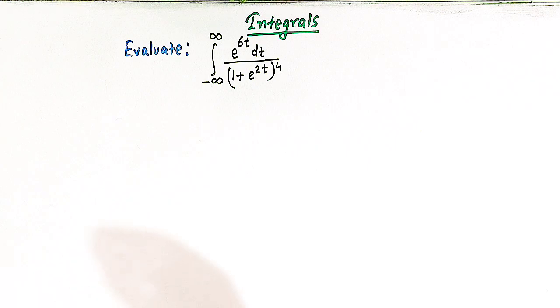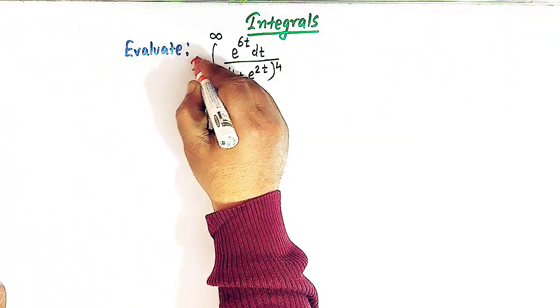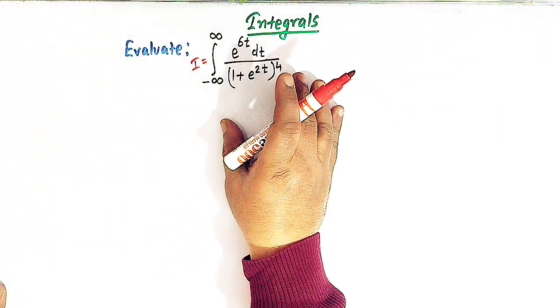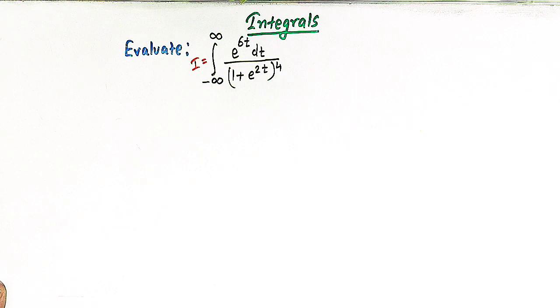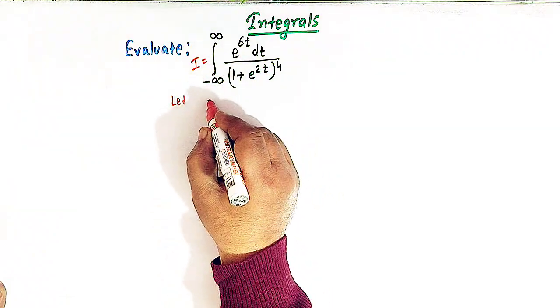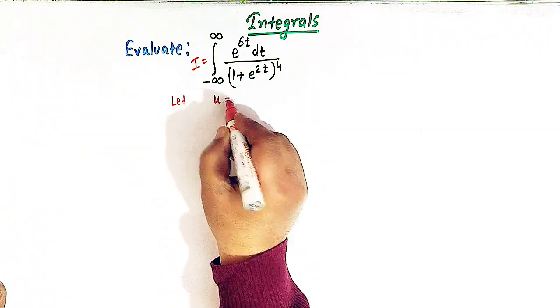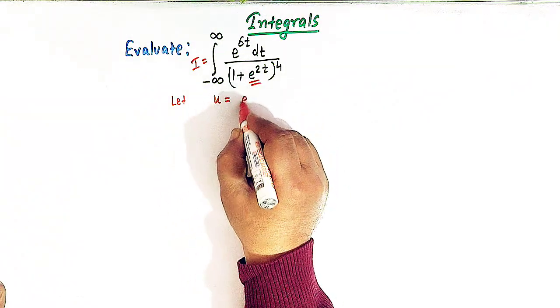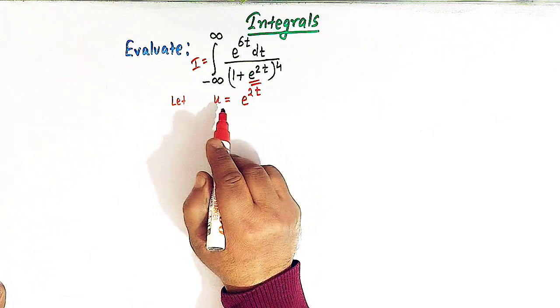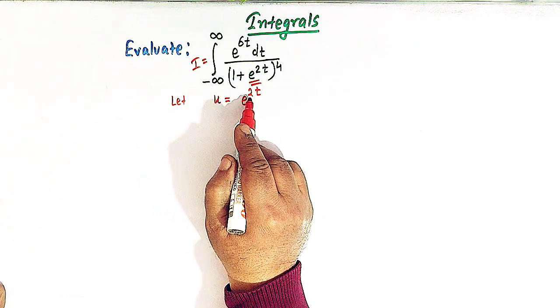So let us start. First we'll call this integral I, and we are going to solve this integral by the method of beta and gamma functions. First of all, we'll use the substitution method. Let us introduce a new variable, u is equal to e raised to 2t.